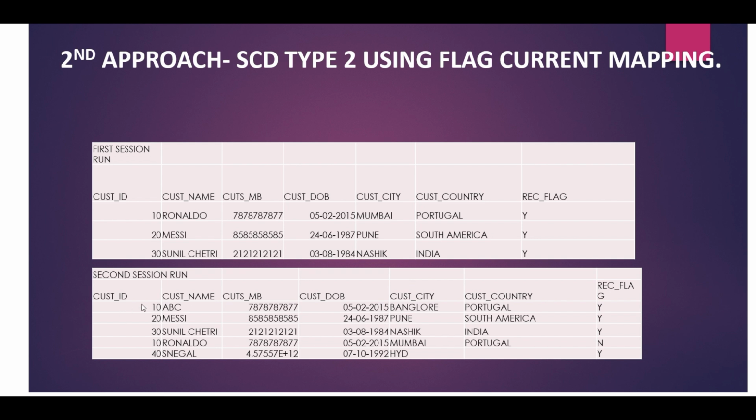So what will happen in the second session run? This will be my active record, and the previous record that was updated will be my inactive record, so it will pass me an N value in record flag. And I have added one more record, that is 40. So it will give me the value Y. So let's understand with the mapping.